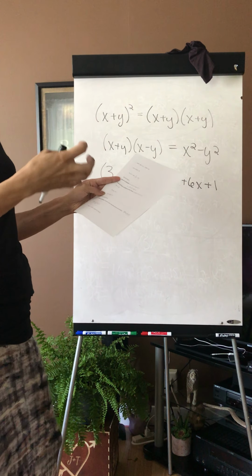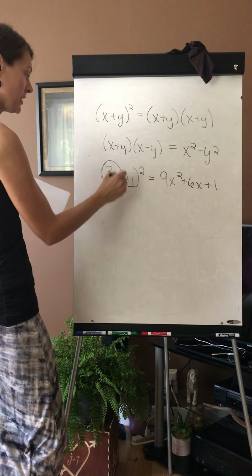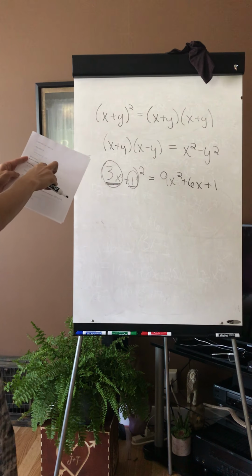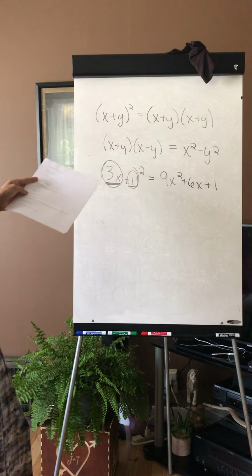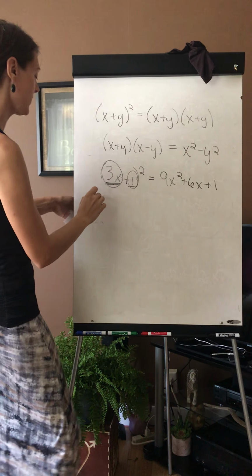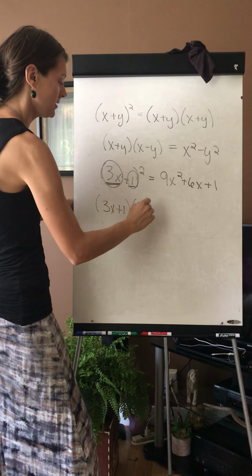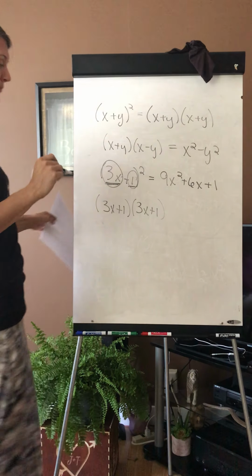X represents the first grouping. So this would be your x. Y would represent the second grouping, and then you're just plugging in those values into the formula. Like I said, I don't necessarily recommend that. So I'm going to rewrite that as 3x plus 1 times 3x plus 1.